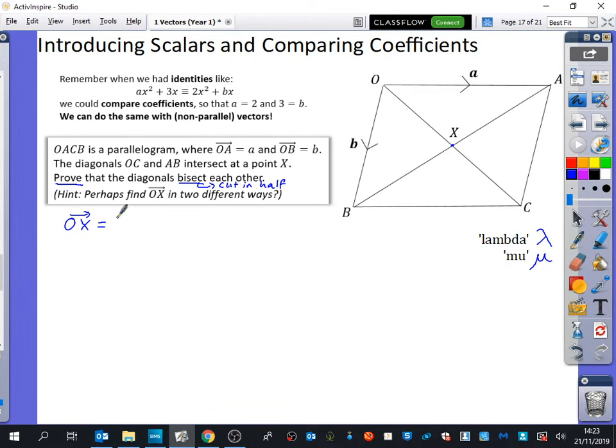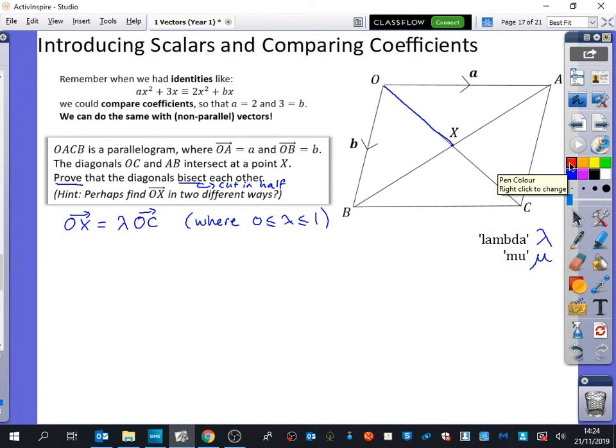So I'm going to say OX is some fraction of OC, lambda OC, where lambda is going to be between 0 and 1. In other words, it's a fraction. We know that the answer is lambda is a half, but I cannot say that lambda is a half because I'm trying to prove that it is a half. That's one of my ways that I can go from O to X. I can go from here some fraction of the way along there.